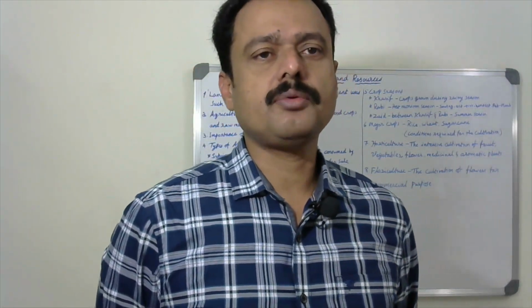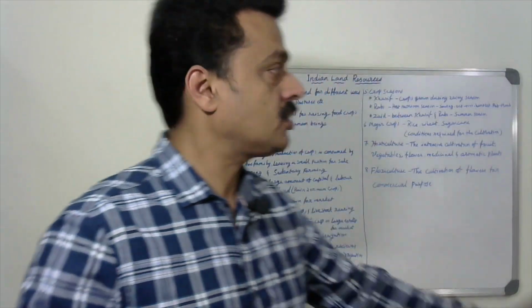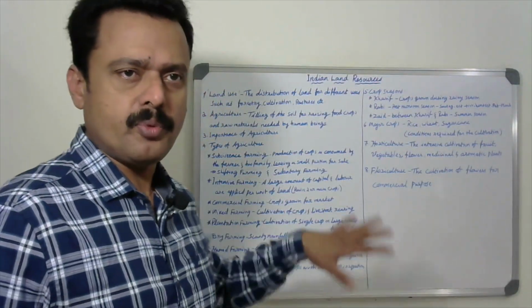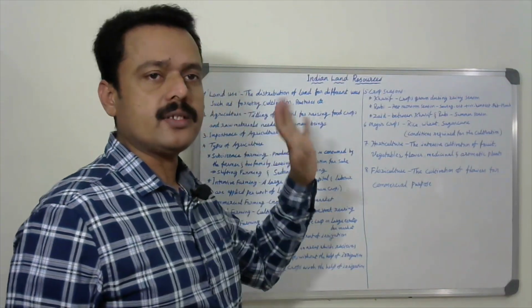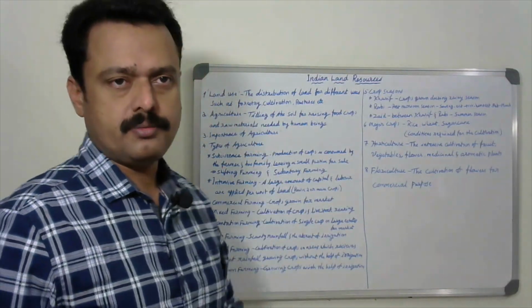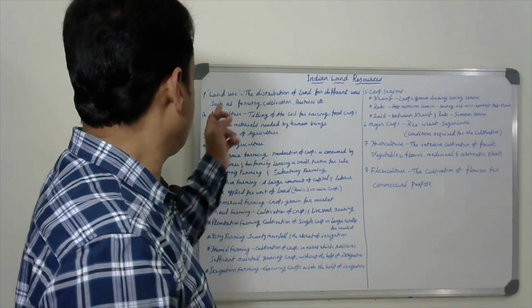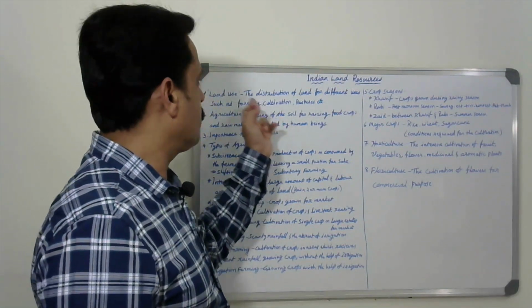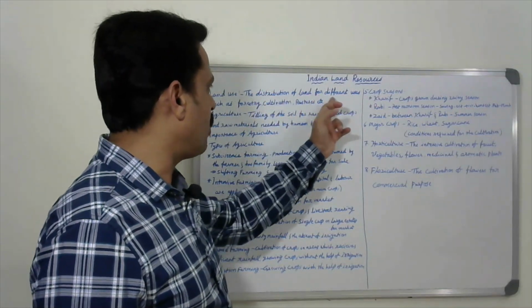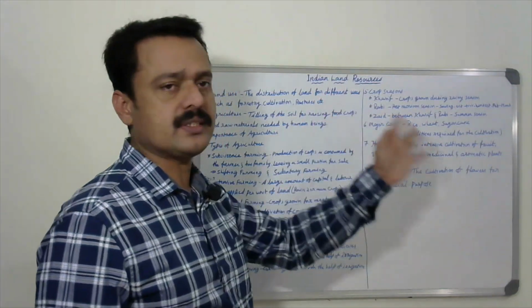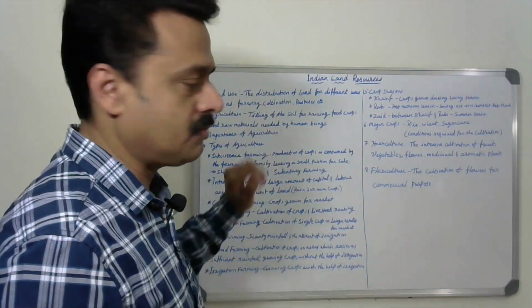In the Social Science Revision series, today let us discuss Indian land resources. Another important lesson. What is land use, or land utilization, or land use pattern? Land use is the distribution of land for different uses such as forestry, cultivation, pastures, etc. This is land use.